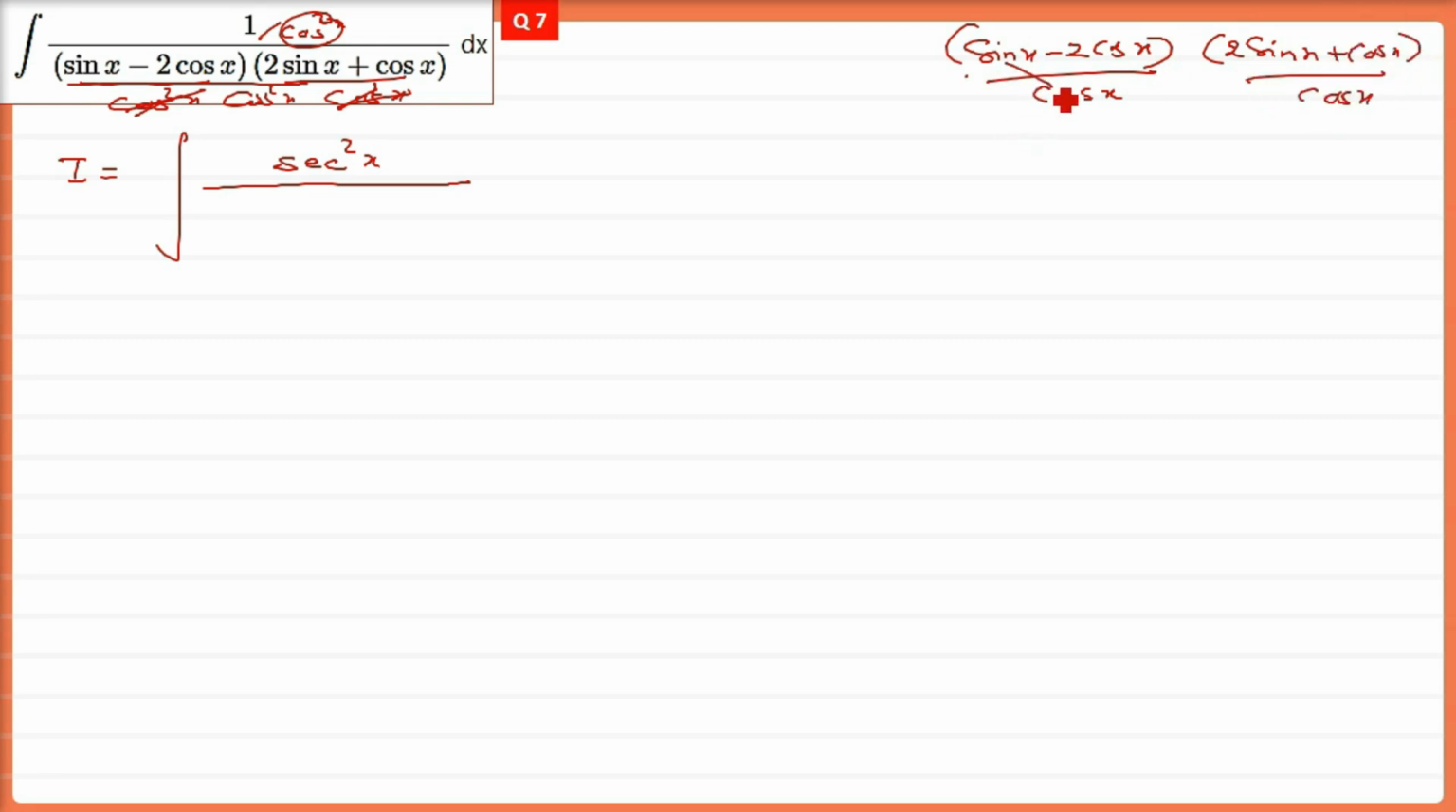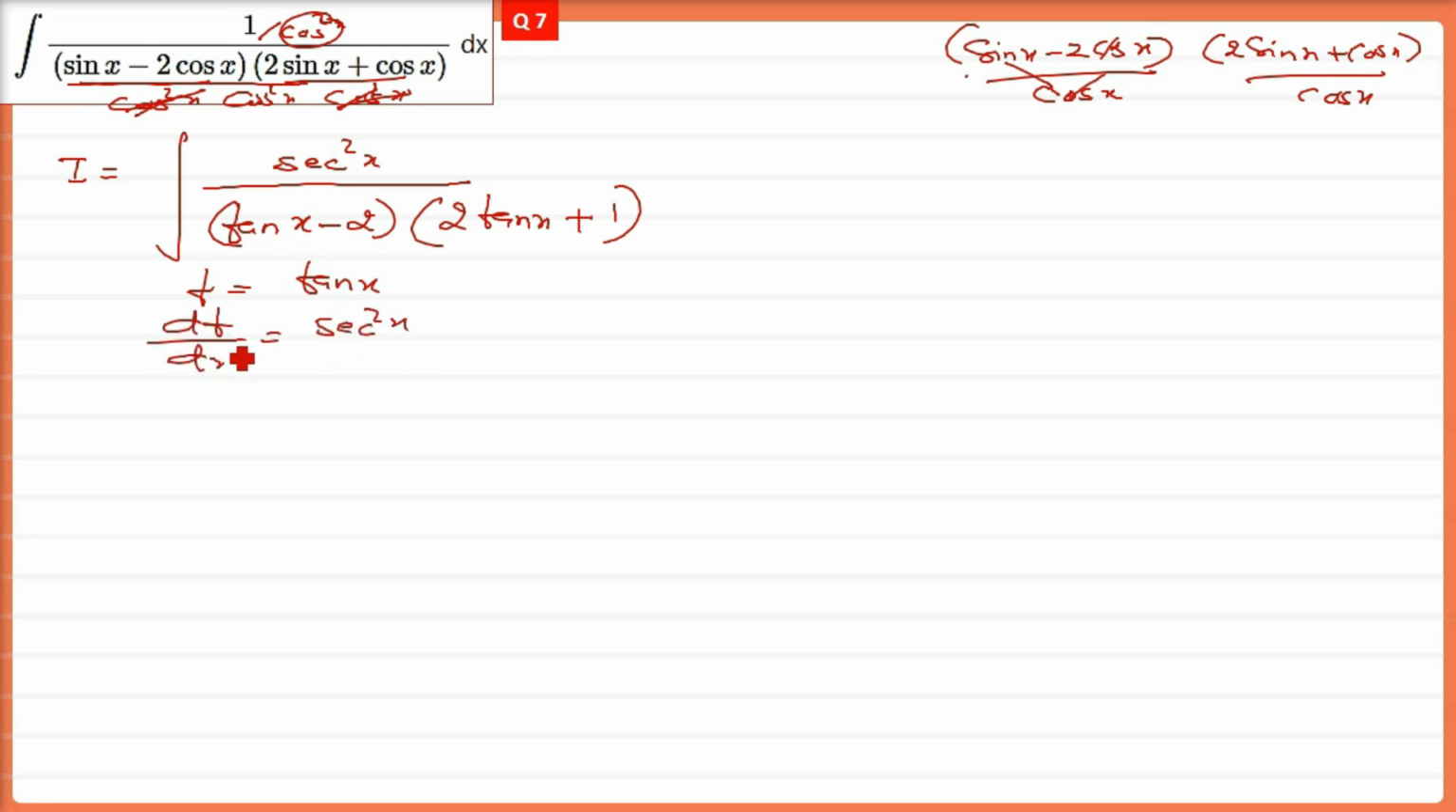Now this sin x by cos x is tan x. This is tan x, and this is minus 2 cos x by cos x, that is going to be 1. Now this 2 sin x by cos x is 2 tan x, plus cos x by cos x is 1. Now this question is coming to some shape, because we are already aware t equals tan x is going to give you sec square x. So when you place t equals tan x, dt by dx will be equal to sec square x, that is dt will be equal to sec square x dx. That's what we wanted.